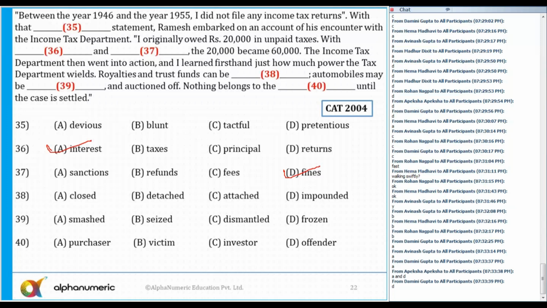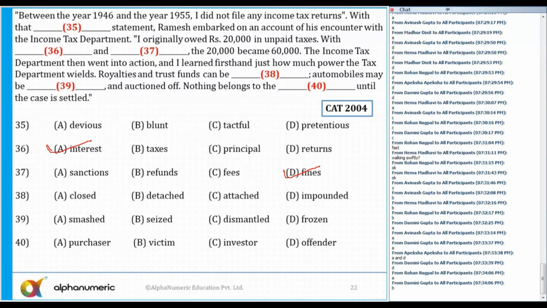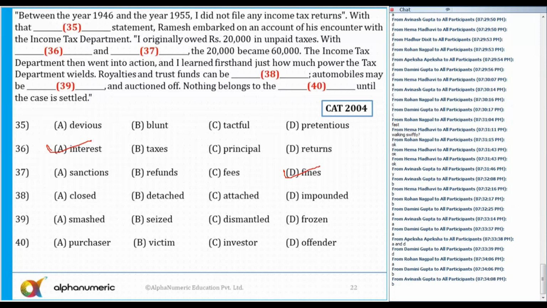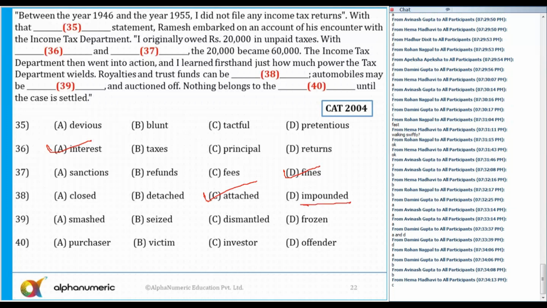Royalties and trust funds can be dash. If you have royalties and trust funds, they can be closed. How can you close? They can be attached. All your royalties and trust funds can be attached. That means the income tax department can take possession. Royalties and trust funds cannot be impounded. Impound means to restrict within a certain area. So you cannot impound it. Whatever royalty you get, all the trust funds you have, they are attached.